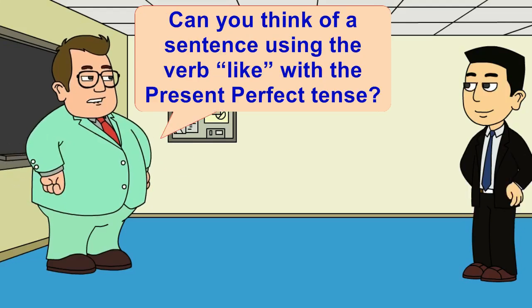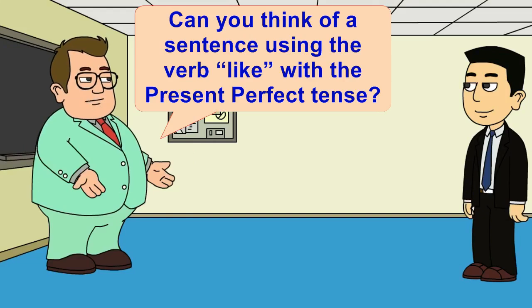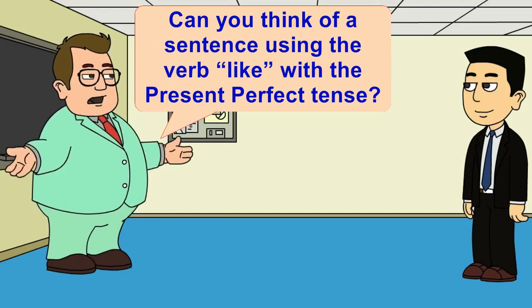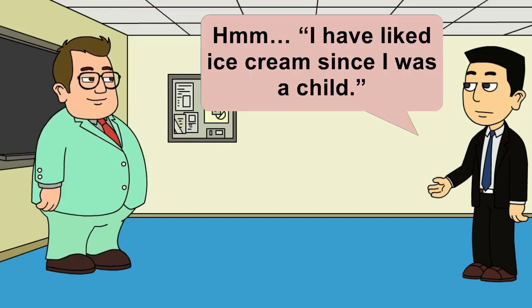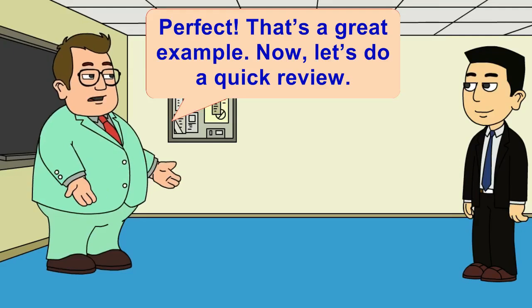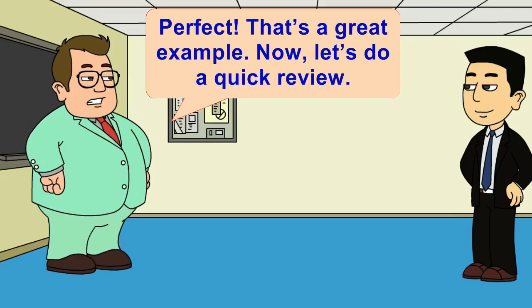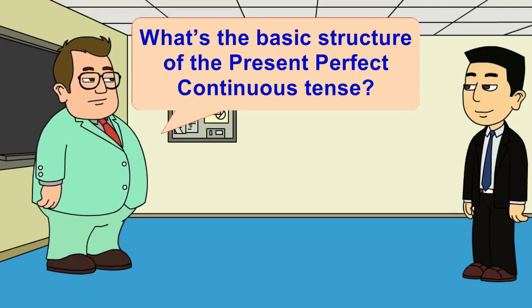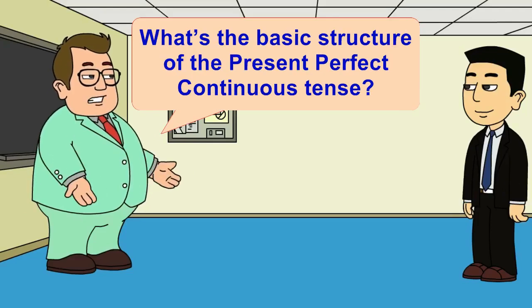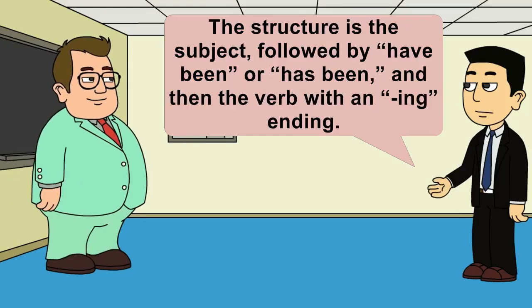Can you think of a sentence using the verb like with the present perfect tense? I have liked ice cream since I was a child. Perfect. That's a great example. Now let's do a quick review. What's the basic structure of the present perfect continuous tense? The structure is the subject, followed by have been or has been, and then the verb with an ing ending.